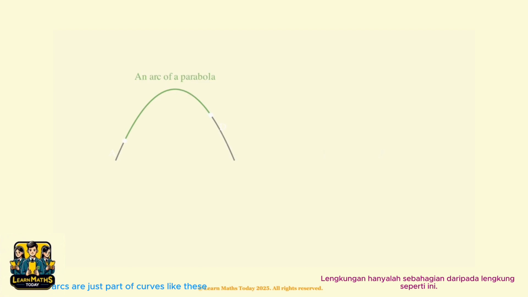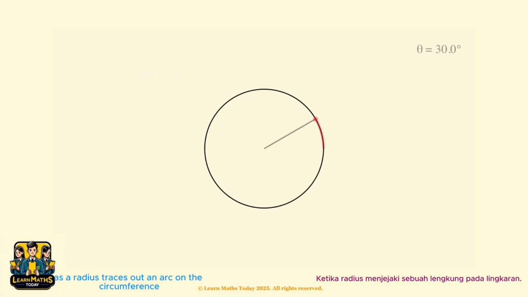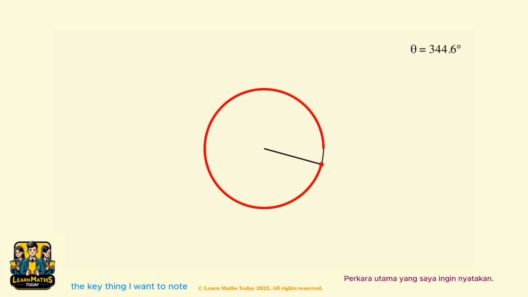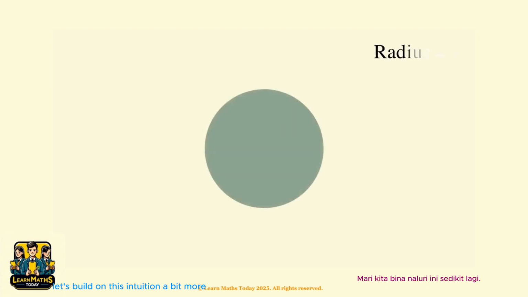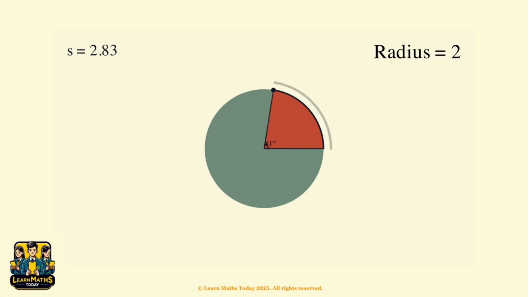Arcs are just part of curves, like these. Now let's watch as a radius traces out an arc on the circumference. The key thing I want to note is that as the angle of the radius changes, the arc length also changes. Let's build on this intuition a bit more.